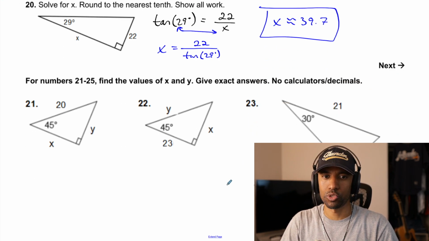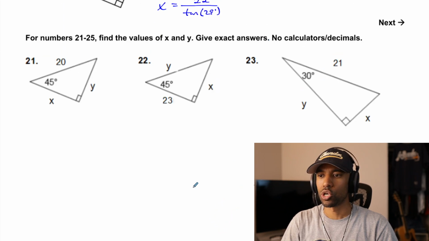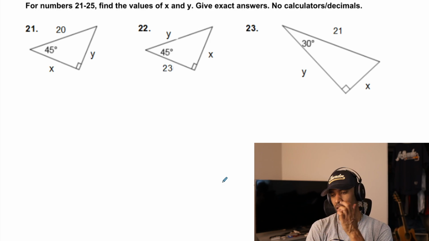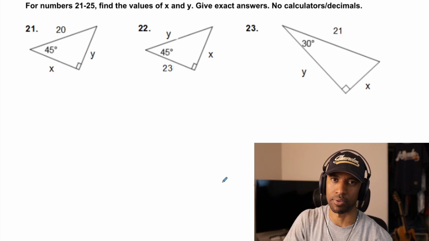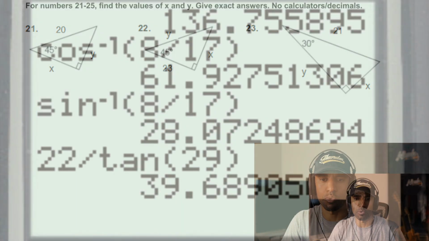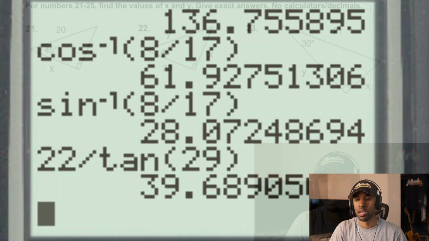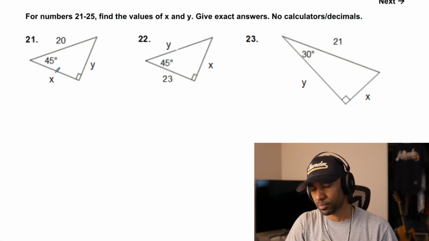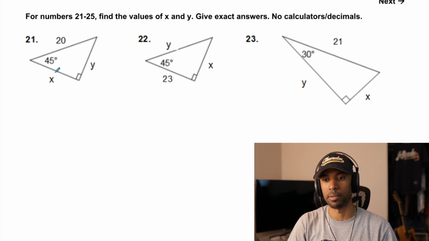All right, numbers 21 through 25, find the values of x and y, give exact answers, no calculators or decimals. So while trig is an option, it's not so much so if I want some exact answers, meaning possibly radicals in the way. No rounding to anything, as this is an irrational value, guys. That number does not ever repeat, but it goes on forever. It goes on forever and never repeats as a decimal. So irrational. These ones need to be with radicals if need be.